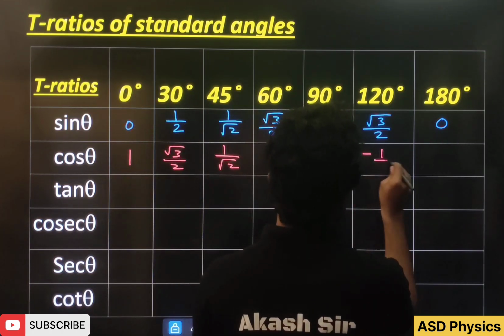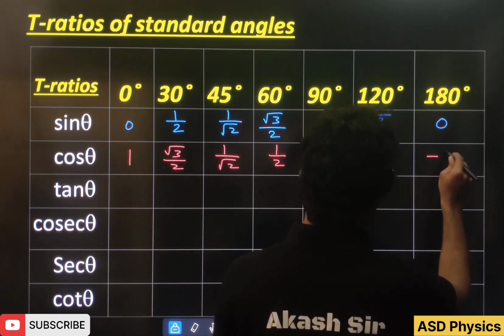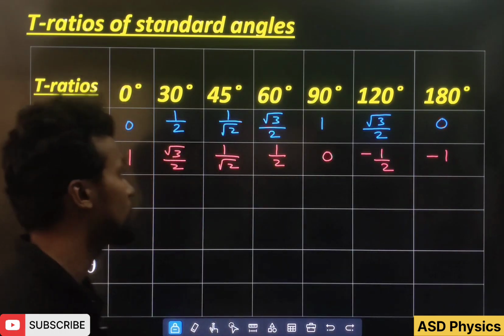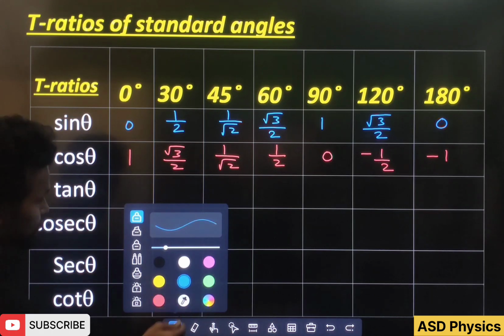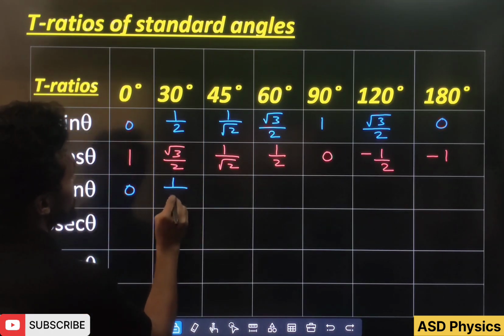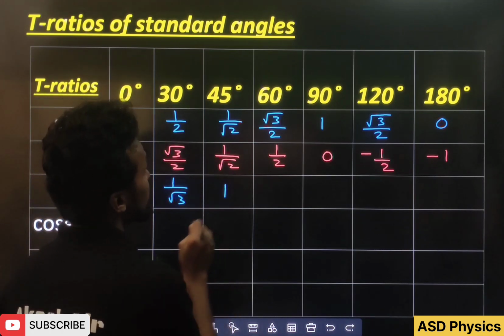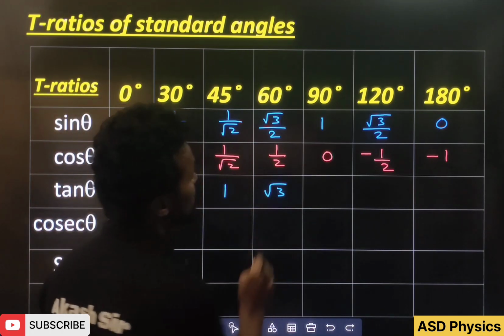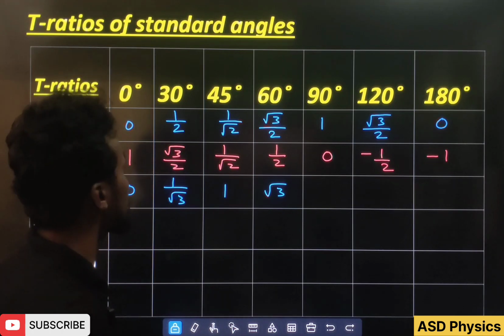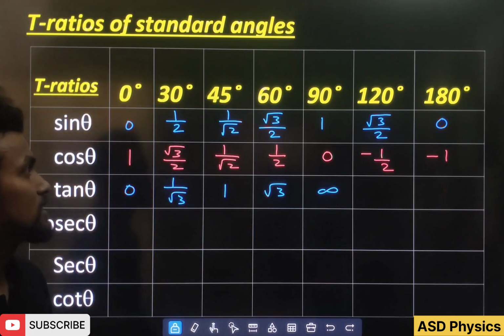That means we can write here minus 1 by 2. And cos 180, please remember that very well. This value is minus 1. Next one is tan theta. Tan 0 is 0. Tan 30 is 1 by root 3, just do sine theta by cos theta. Tan 45 is 1. Tan 60 is root 3. And after that, tan 90, how much is there? Infinite. Tan 90 is infinite.